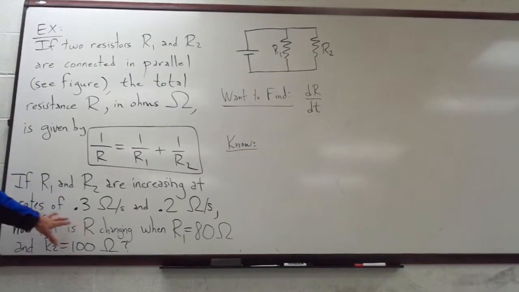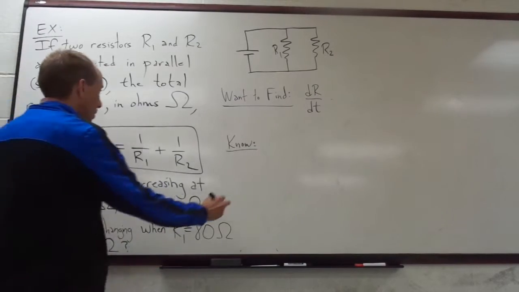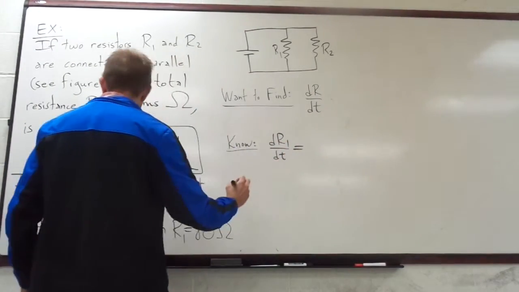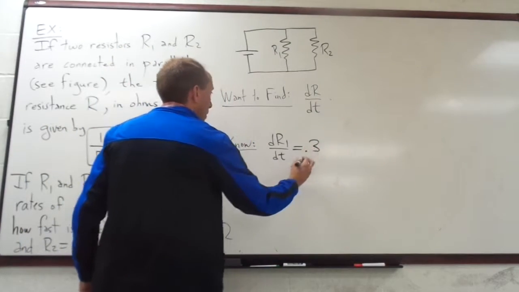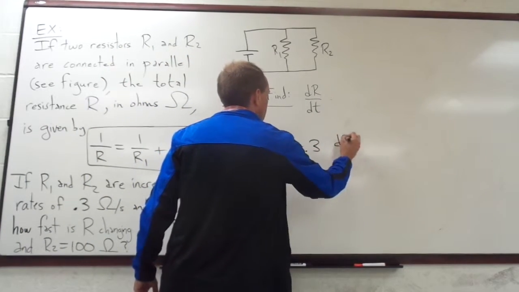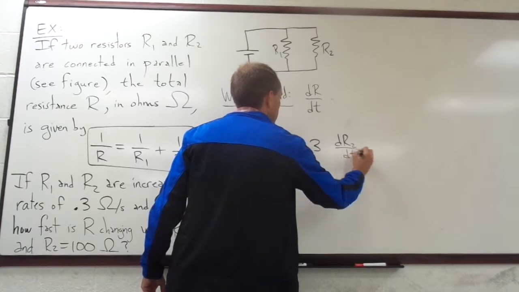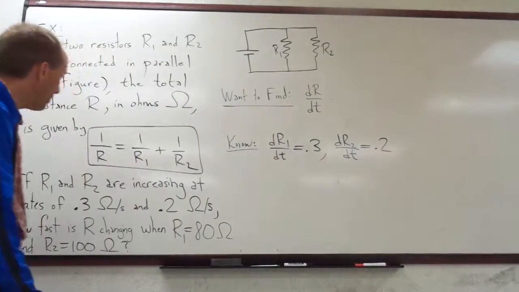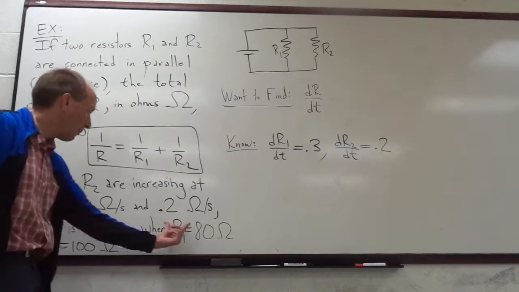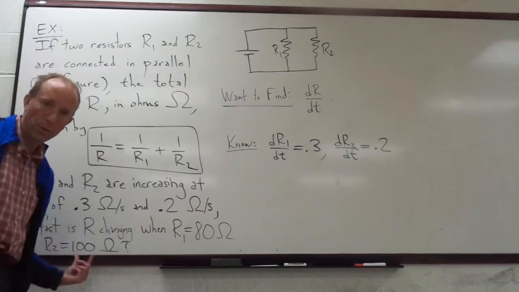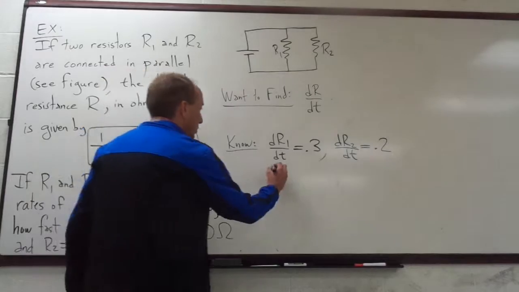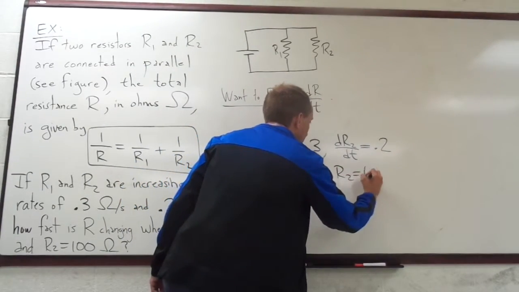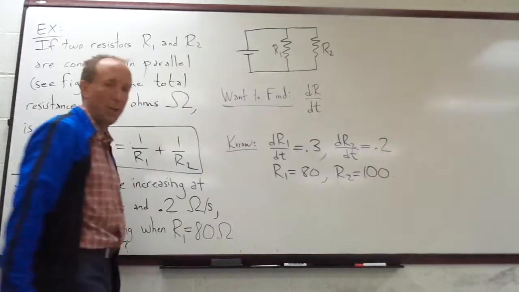Well, there's a lot of stuff here that you are given. You know that the rate of change of R1 with respect to time is 0.3, and the rate of change of R2 with respect to time is 0.2. Okay? And then we have R1 and R2. Those values are also known. They're right down here. Let me just write those down as well. R1 is 80 and R2 is 100.